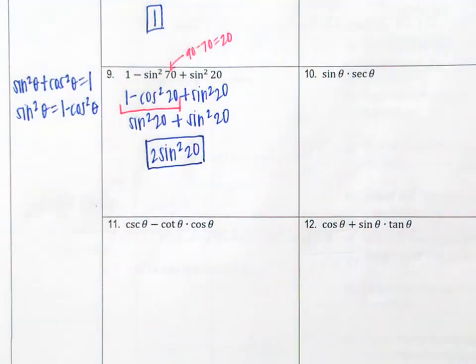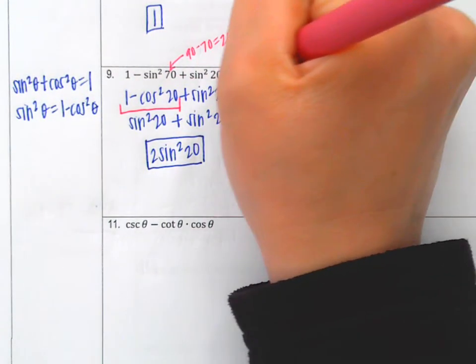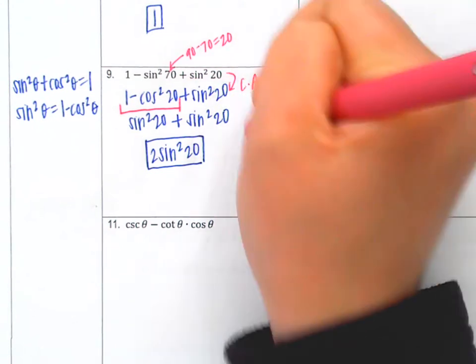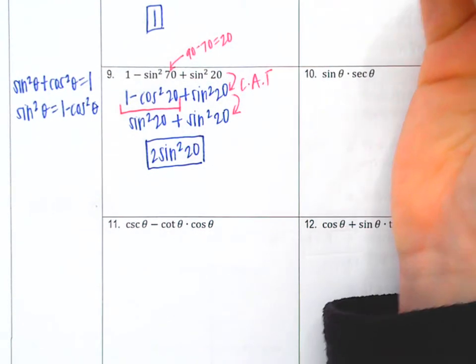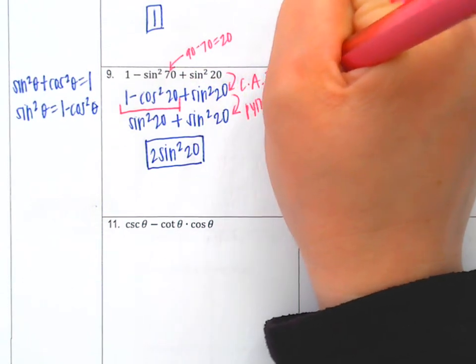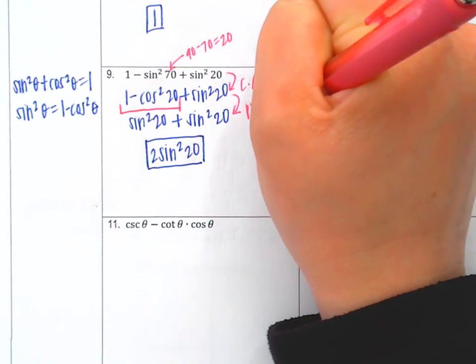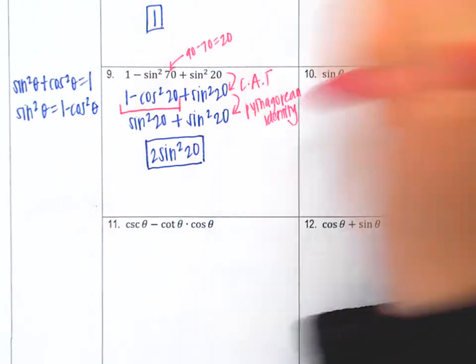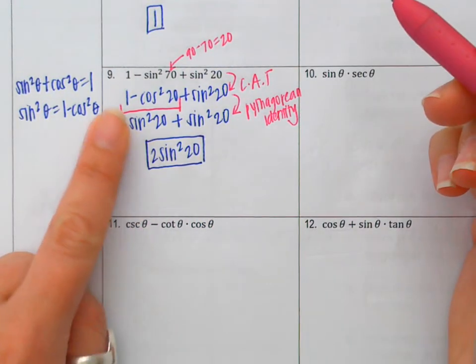So I'm going to explain my steps here. So I first used the complementary angles theorem, and then I used the Pythagorean identity here. So I used this to help me here.